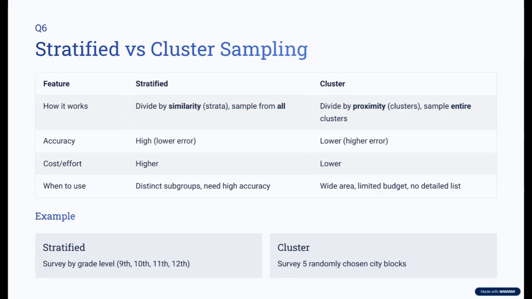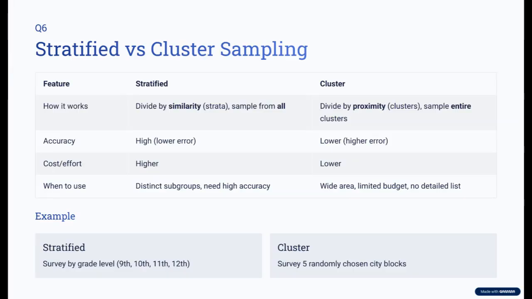Cluster sampling, how it works. Divide the population into clusters, natural groups like schools, cities, city blocks. Ideally, each cluster is a mini representation of the whole population. Then randomly select a few entire clusters and survey everyone in them. Analogy: to survey a large city, divide it into 100 city blocks. Randomly pick 5 blocks and survey every house on those blocks.